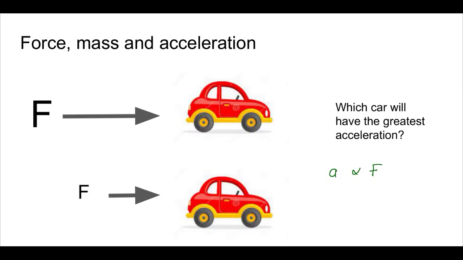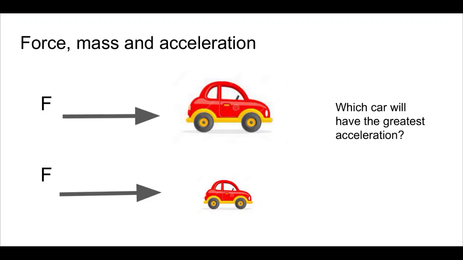Okay, so let's have a look at another situation. This time I'm using the same force on both cars, but one of them is bigger than the other. Now which one's going to accelerate the most? Well, hopefully you realise that the little car should accelerate more for the same force. A bigger car, a bigger mass, is going to need more force to give you the same acceleration. That means that when it's the mass of the car that's changing, the bigger the mass, the smaller the acceleration. We call that inversely proportional.